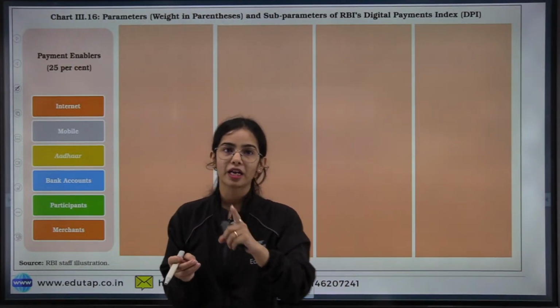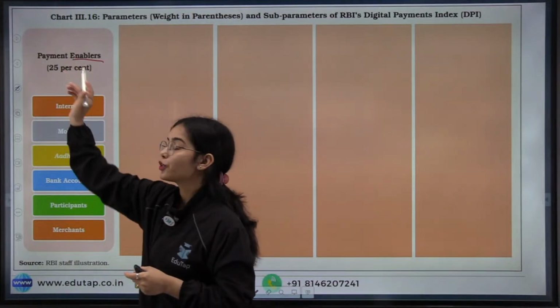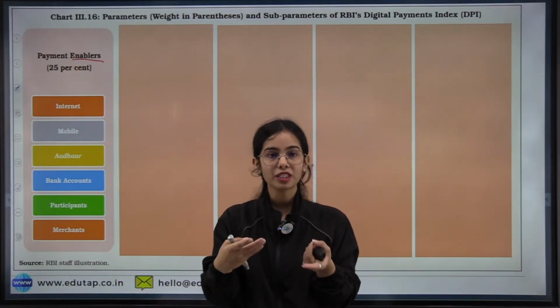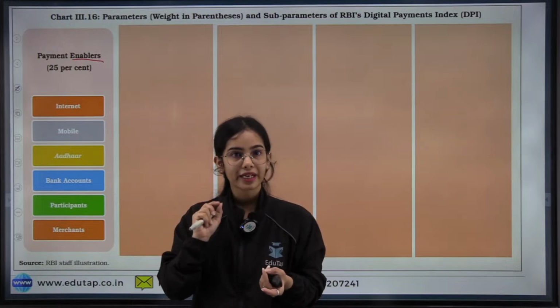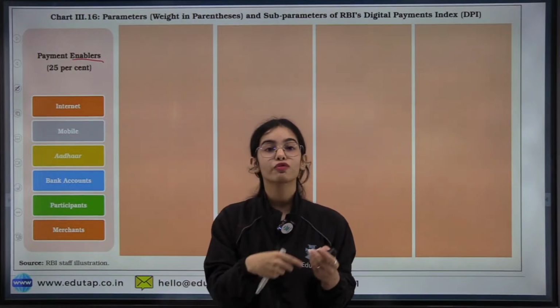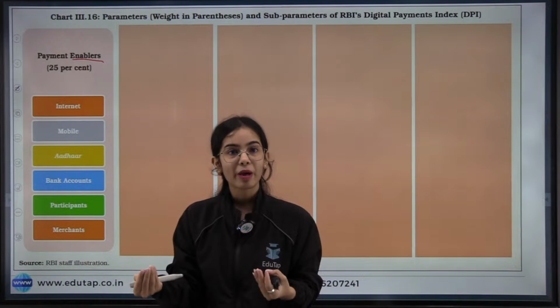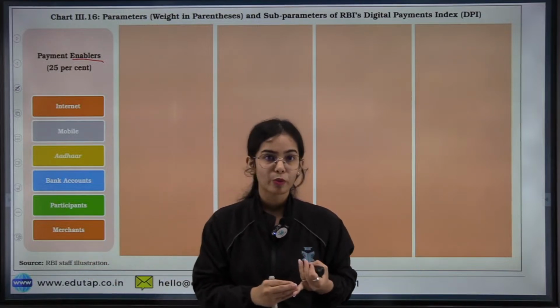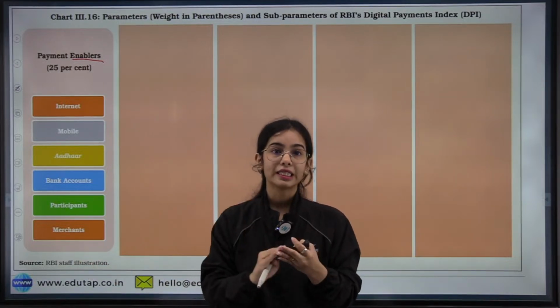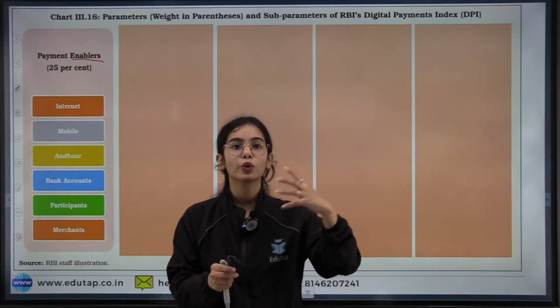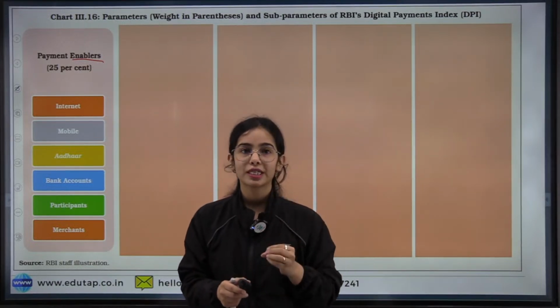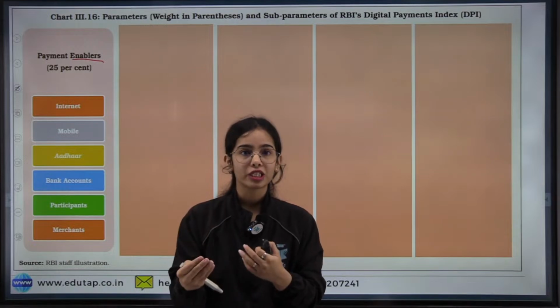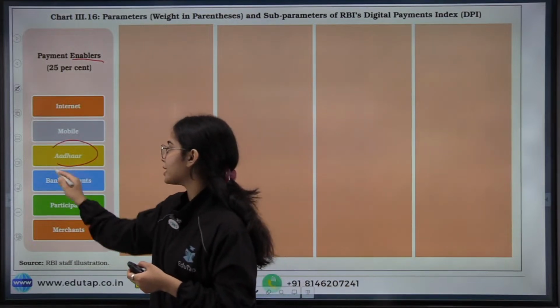The first broad parameter is the payment enabler. You require internet for digital payments. For UPI, you require internet, right? You require mobile phones. For UPI payments, for internet banking and such kinds of payments, you require mobile also. If you do not have the internet or the mobile, let's say you are going to a shopkeeper and you are purchasing something and you want to pay digitally, the Aadhaar card details can be used.